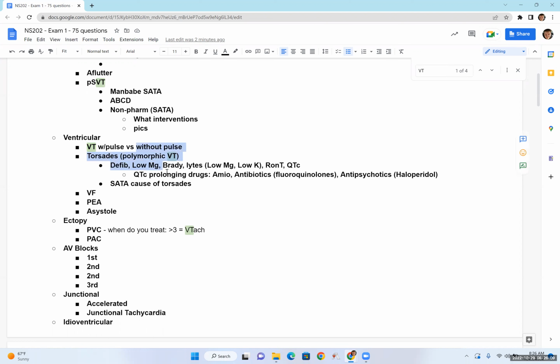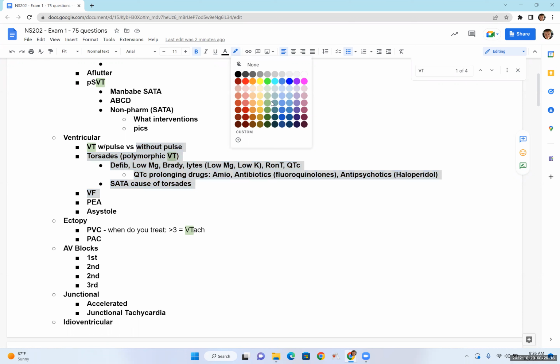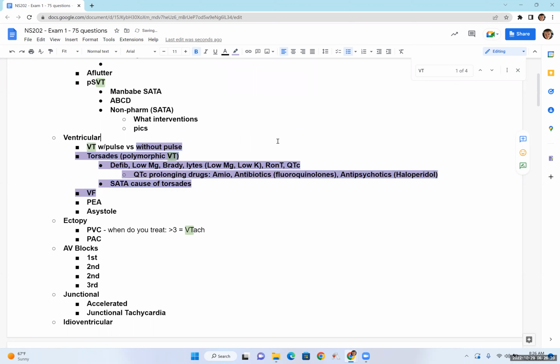All right, so let's highlight this. We're going to be shocking this stuff right here, right? Let's change the highlight color. Ooh, got more options than Microsoft Word. Microsoft Word has like eight options. All right, let's do purple. So these are guys we're going to defibrillate. Defib up to this point. That's called unsynchronized cardioversion.